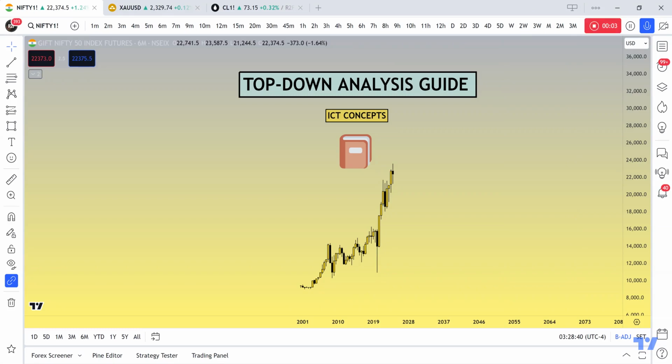Hello, everyone. Welcome to another episode of Trade Like a Sniper, where I backtest a top-down analysis approach using ICT Concepts in order to frame a trade on a lower time frame. So today we have the Nifty, Gift Nifty 50 Index Futures. We'll be starting on the 6-month, getting data from the NSE in India. Okay, so here we go.